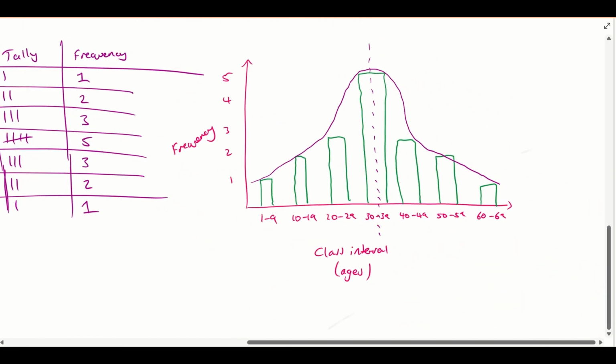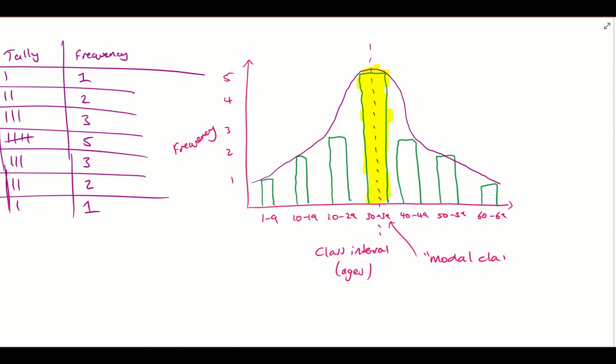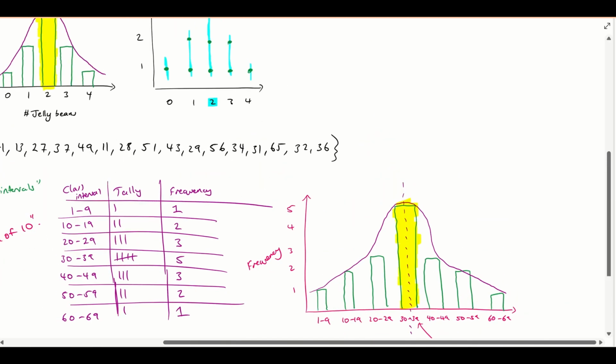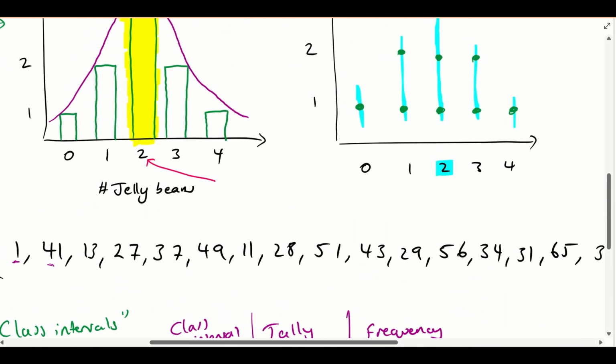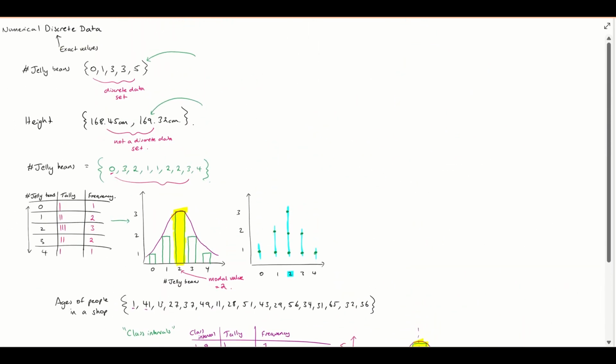Over here, the most common age fell in the bracket between 30 and 39, and we had 5 people that did so. And we call this the modal class interval. And the modal class interval here is 30 to 39. The modal value, because remember we're not doing class intervals here, the modal value here is equal to 2. Okay, so that's it on discrete data, the ways that we can organize this stuff together and then display it on a graph.